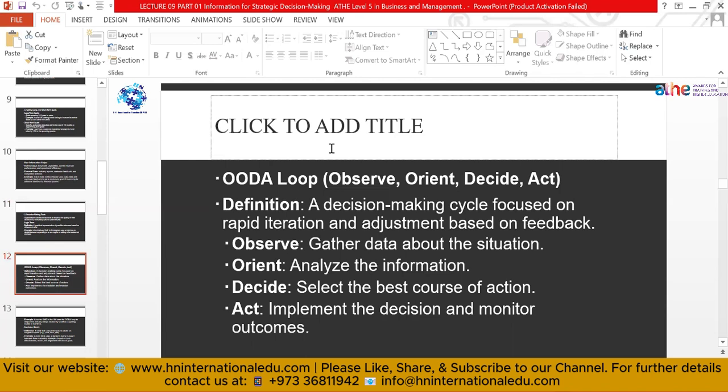The first thing is the observe, O. Gather the data about the situation. What was the scenario? You need to first grab the data. Then orient, analyze the information step by step through the process. Decide, select the best course of action, which is the best option to proceed further. Act, implement the decision, and monitor the outcomes. You're going to take the decision, but you need to get the feedback too.